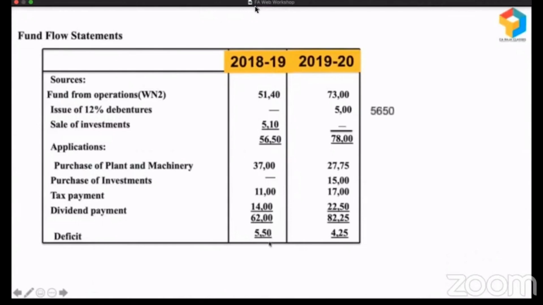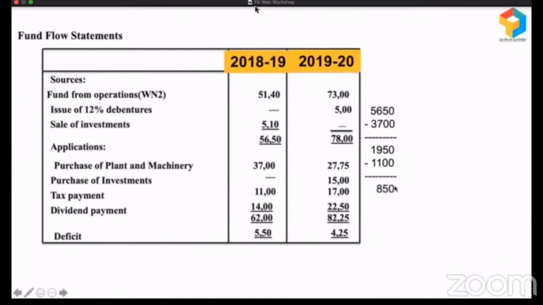Let's analyze this. So what is the total source? It is this 5,650. When they had 5,650, they purchased plant and machinery. Since they had so much fund, 3,700 is okay, because even after paying all this, they'll have a surplus of 1,950. And then what are they supposed to do? Tax is compulsory, they cannot escape. From 1,950 they paid taxes of 1,100. So they are left with 1,950 minus 1,100, which is 850.